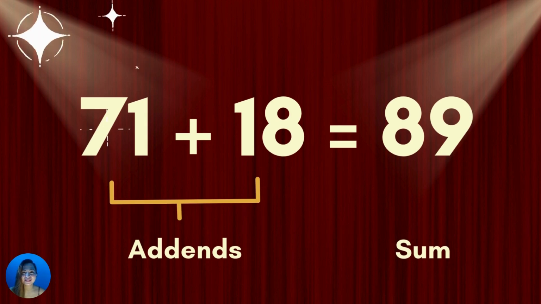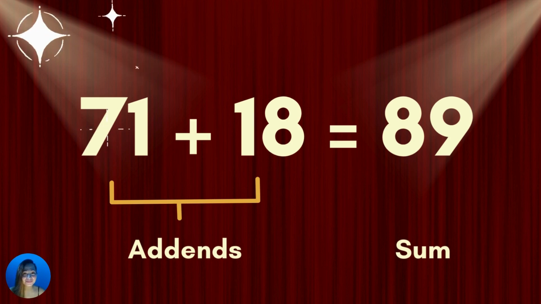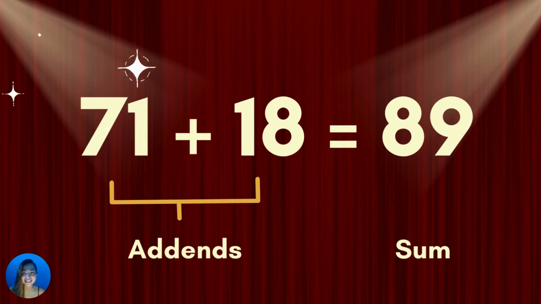Next, this can be read as 71 + 18 = 89. Where are the addends? Very good. And what is the sum? Good job. This can also be read as the sum of 71 and 18 is 89, or 71 added to 18 is 89. Very good, Caleb.